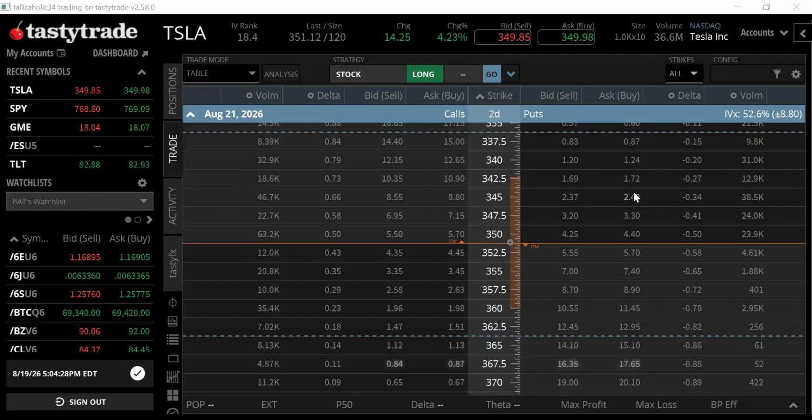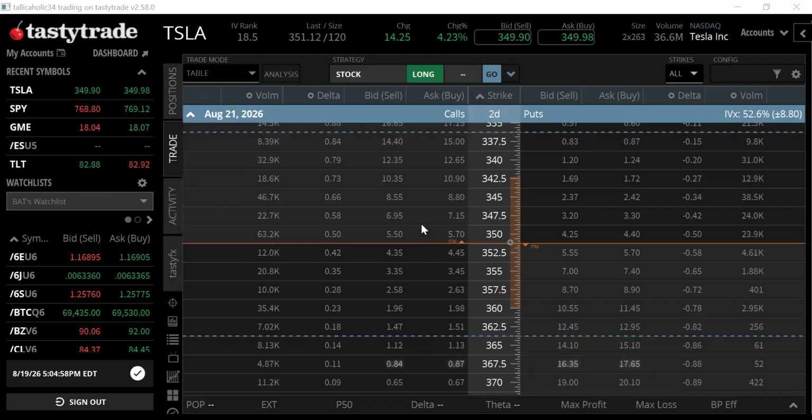Now, the reason it's good to know if your option is in the money or out of the money before placing a trade is because in the money options actually contain something extra that out of the money options do not. The in the money options contain intrinsic value. Intrinsic value means, using our example again with Tesla at 351, our 350 strike right here has $1 of intrinsic value.